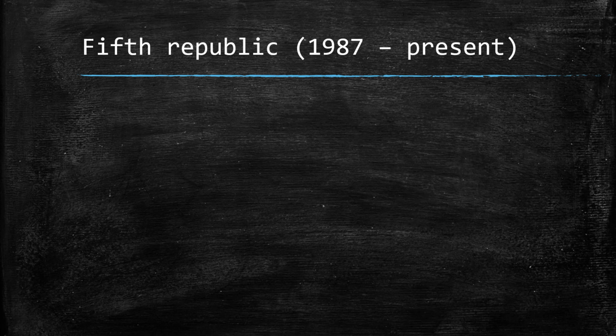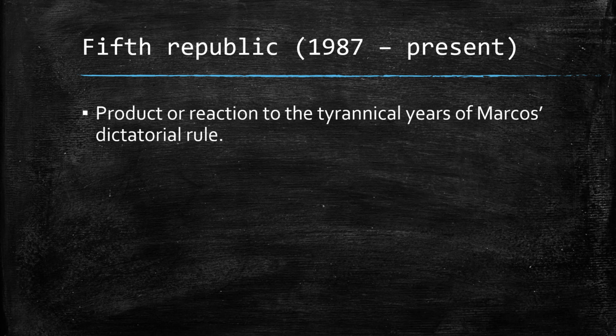After the EDSA Revolution, the Filipinos proved to the world that a peaceful revolution was still possible to overthrow a dictatorship. And this is also the end of Marcos' regime and the beginning of the new republican state of the Philippines, also known as the Fifth Republic of the Philippines. The Fifth Republic or the 1987 Philippine Constitution is the product of and reaction to the tyrannical years of Marcos' dictatorial rule.